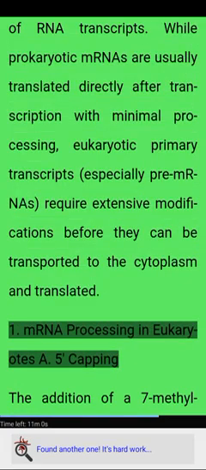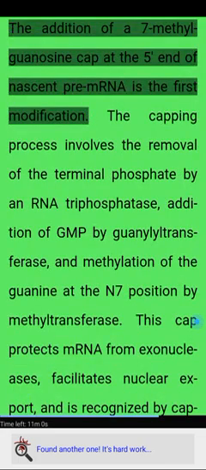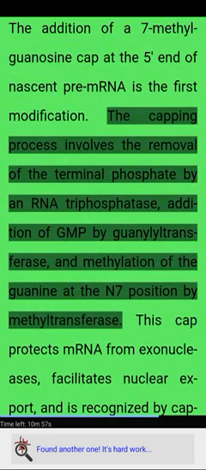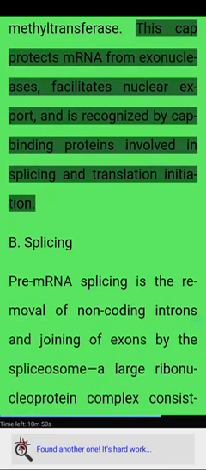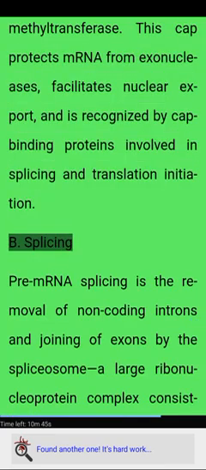1. mRNA processing in eukaryotes. A. 5' capping. The addition of a 7-methylguanosine cap at the 5' end of nascent pre-mRNA is the first modification. The capping process involves the removal of the terminal phosphate by an RNA triphosphatase, addition of GMP by guanylyltransferase, and methylation of the guanine at the N7 position by methyltransferase. This cap protects mRNA from exonucleases, facilitates nuclear export, and is recognized by cap binding proteins involved in splicing and translation initiation. B. Splicing.